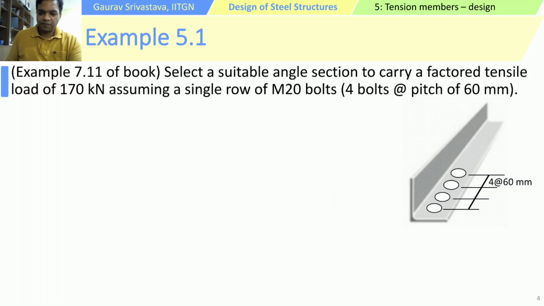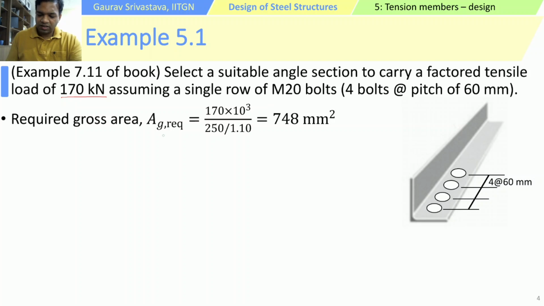Let's look at an example. This is example 7.11 of the book. It says to select a suitable angle section to carry a factored tensile load of 170 kilonewtons. In this case, the factored load is given, which means the load safety factor has already been applied. The configuration of the bolts is also given, although we will learn about how to decide these things when we do design of connections. So 4 bolts at a pitch of 60 mm is already given.